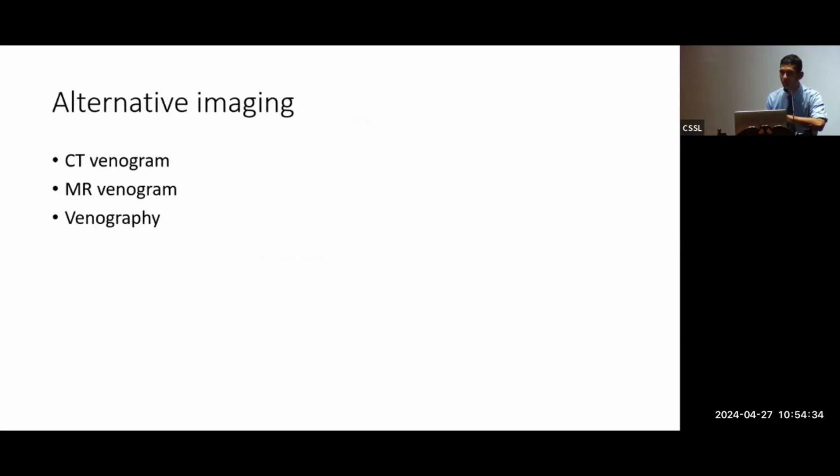So in addition to ultrasound scan, what are the alternative imaging modalities? You can do CT venograms, you can do MR venograms, but in our practice, these are rarely done. So they have a place in probably diagnosing inferior vena cava thrombosis, and they have a place when you want to do deep venous interventions to get more anatomical information so you can plan your case.